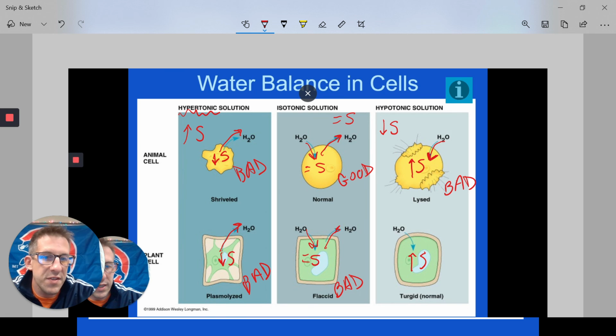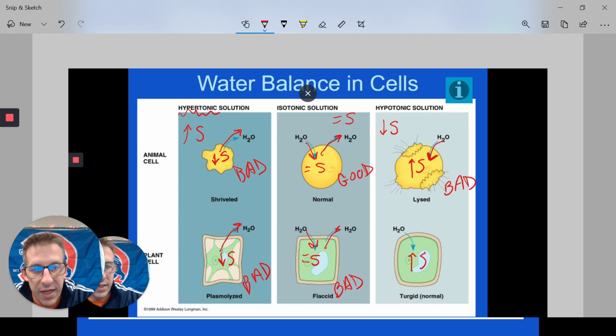This is a scenario that will destroy cells. In fact, there are certain immune system responses that destroy infected cells by this means, so it can quell an infection quickly. So this is bad for cells. It'll kill cells, at least for animals.